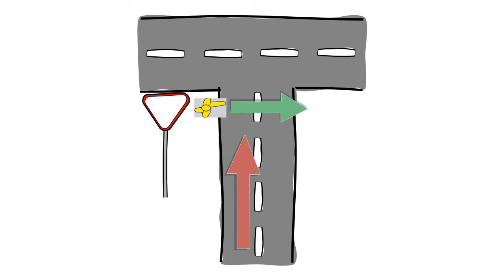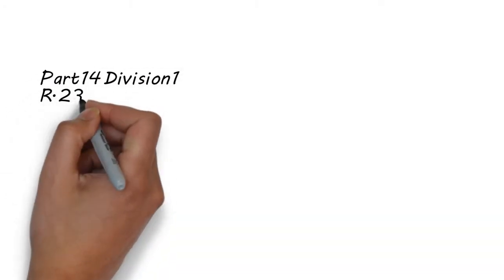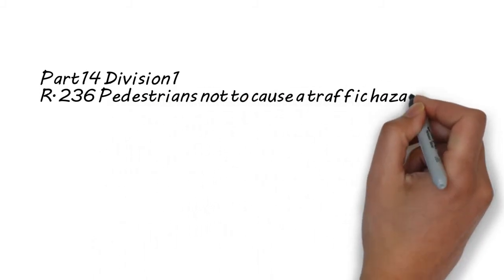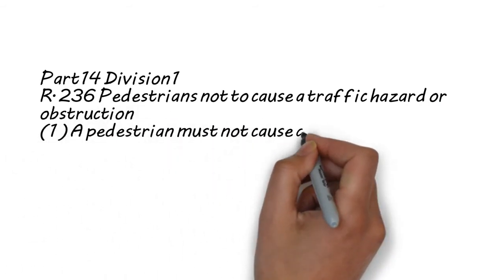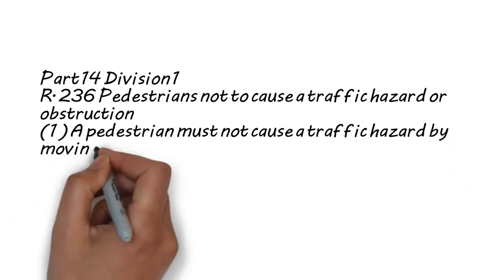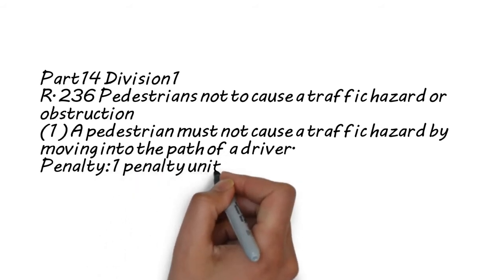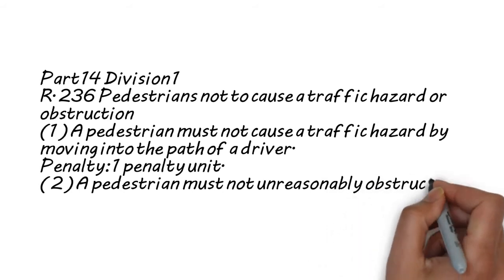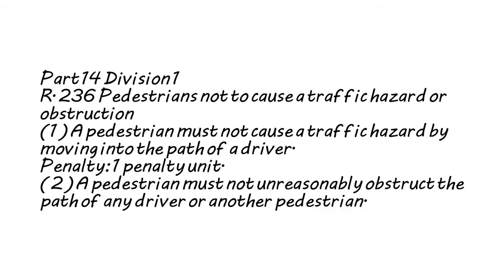In actual fact, when it comes to when a pedestrian can and can't cross the road, there's one particular rule that would affect that particular video and a lot of other situations, and that's actually in Part 14 Division 1, and it's Rule 236, which says that a pedestrian must not cause a traffic hazard by moving into the path of a driver, and likewise a pedestrian must not unreasonably obstruct the path of any driver or another pedestrian. So in a way, pedestrians just can't walk out in front of cars whenever they feel like it, because obviously, as you can imagine, it's dangerous and it's illegal, and they're the ones that could end up being really hurt.